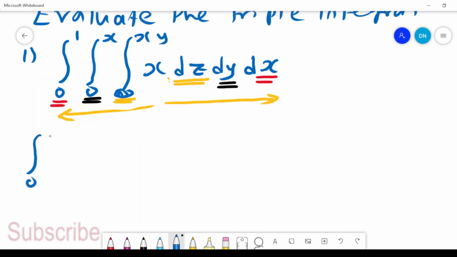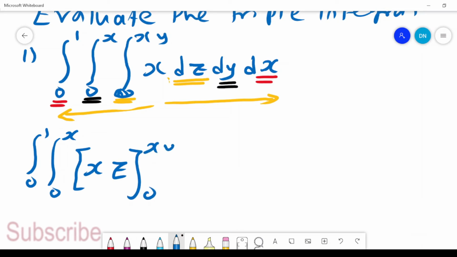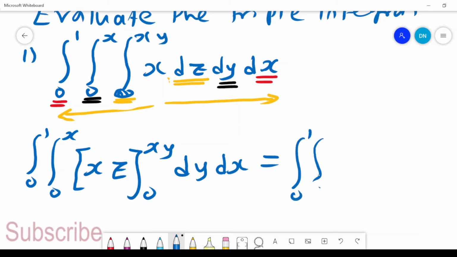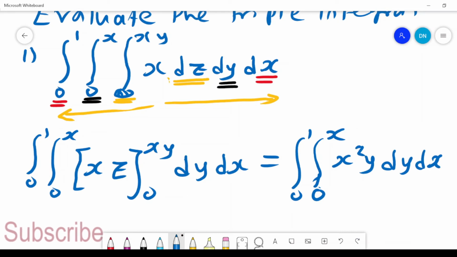So z, it will be 0 to 1 and then 0 to x. It will be xz, then 0 to xy, dy dx, and that will give me from 0 to 1 and then from 0 to x. If I substitute xy where there is z, it will be x squared y dy dx. Remember that we are integrating with respect to z, so x is treated like a constant at that point.